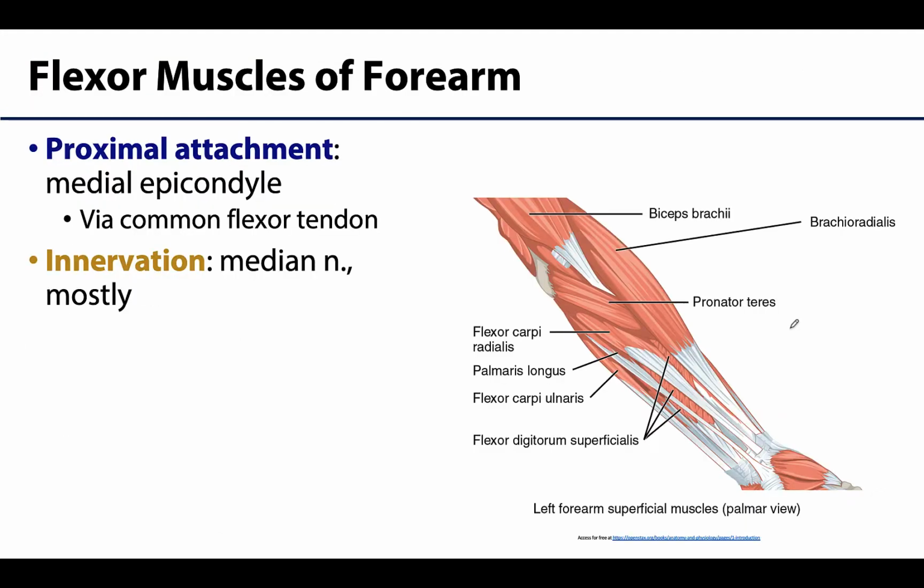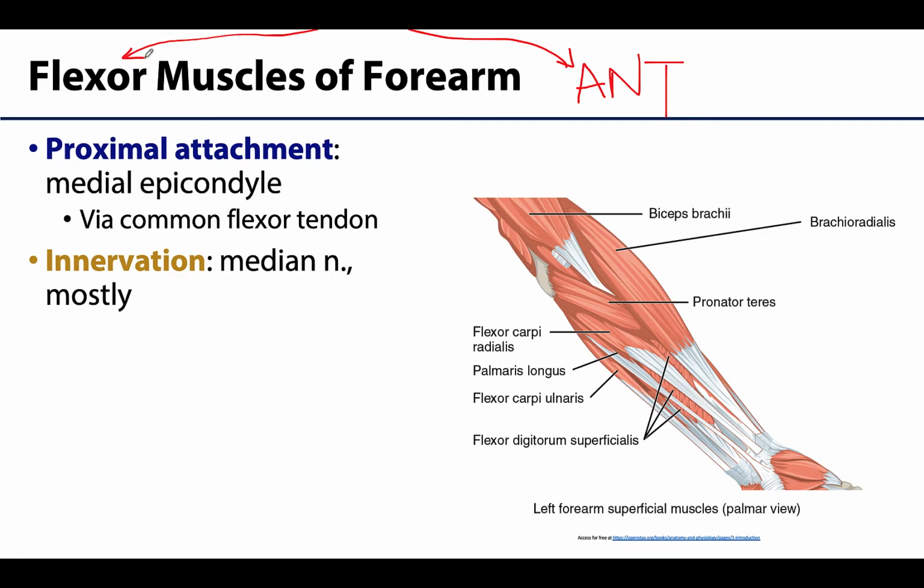Okay, so we're going to start with the flexor muscles of the forearm, and we also refer to these muscles as the anterior compartment of the forearm. So remember, when we were discussing the arm muscles, that anterior typically meant flexor, and same thing here for the forearm.